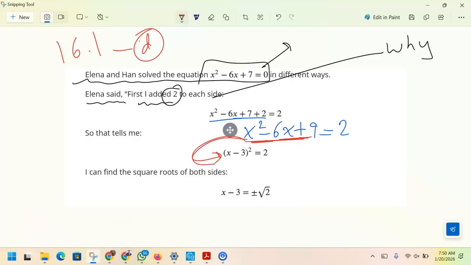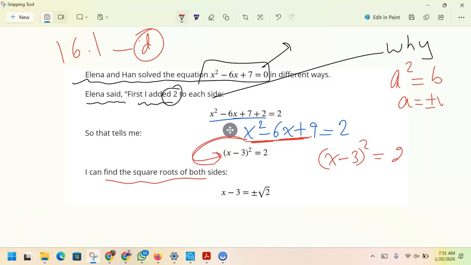This part is done. So we can find the square root of both sides. What that means is, let me write this. So you have x minus 3 squared is 2. It means if you have a squared is b, then a is plus or minus square root of b. So this is the formula.